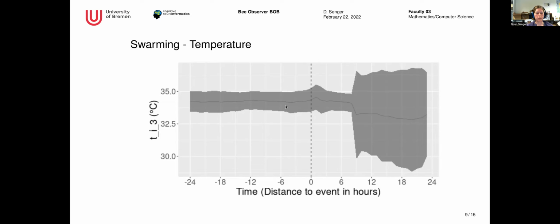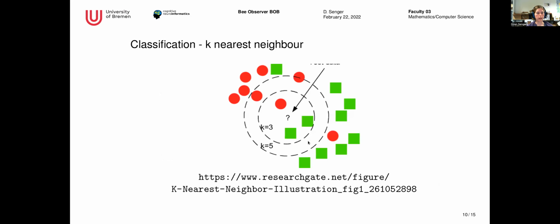Now the question is, might there be something special already some hours or days before the event, which we cannot see with our eyes, but maybe algorithms might be able to detect? Therefore, we tried a k-nearest neighbor algorithm. For example, if you want to find out to which group the question mark belongs, we can look at the k, or 3, nearest neighbors. In this case, there are 2 green squares in this group, so we say, okay, maybe it's a green square as well.